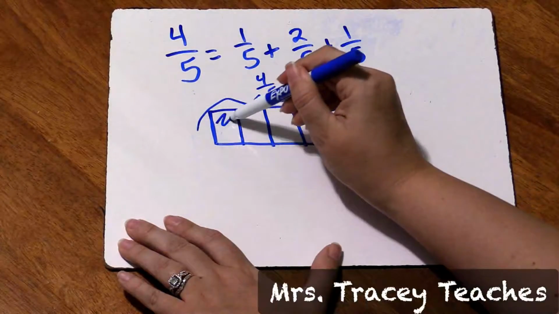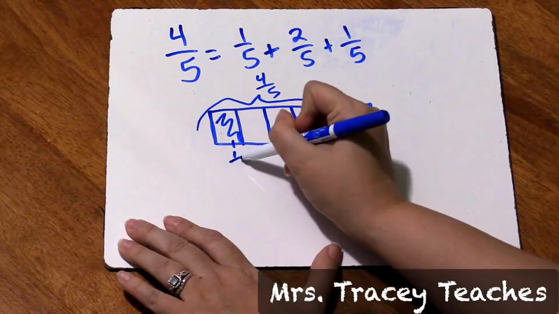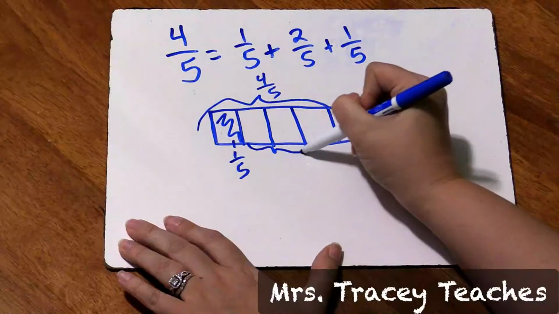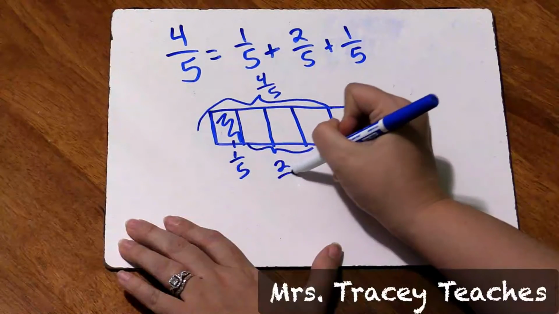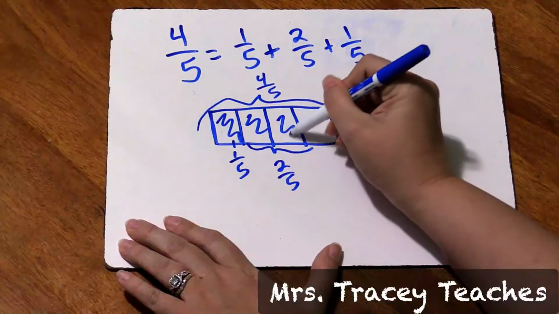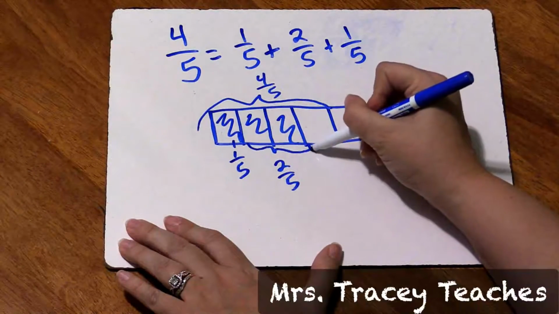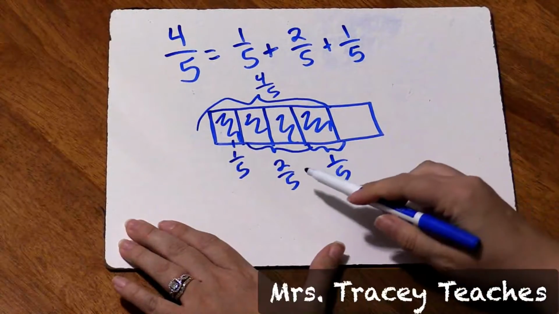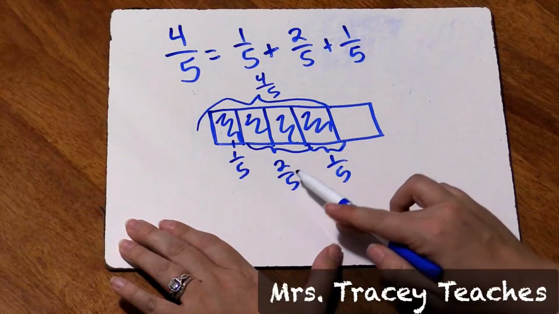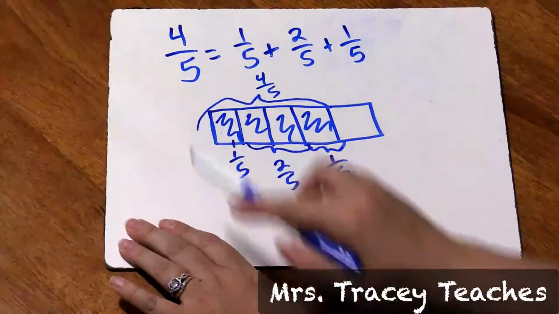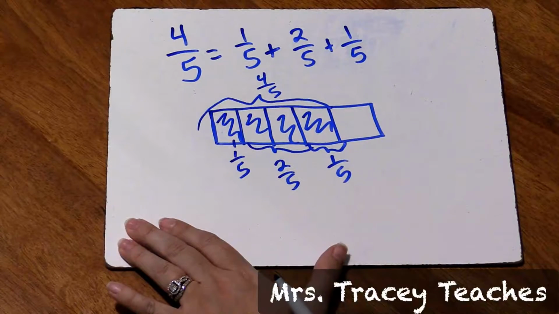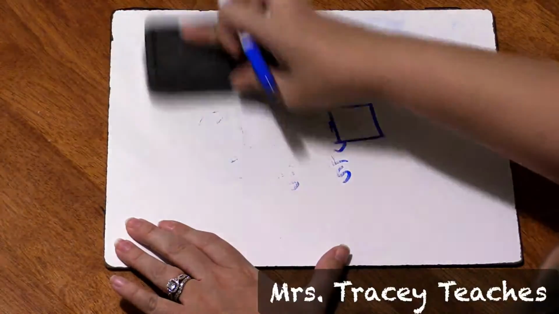So I'm going to label this one is my 1/5. Then I have 2/5 over here. So I'm going to bring those ones together, 2/5. And then this one right here, I'm going to color in, is 1/5. So now I have 1/5 plus 2/5 plus 1/5 equals 4/5. That's how you draw and label tape diagrams of a fraction. We're going to try a couple more problems.